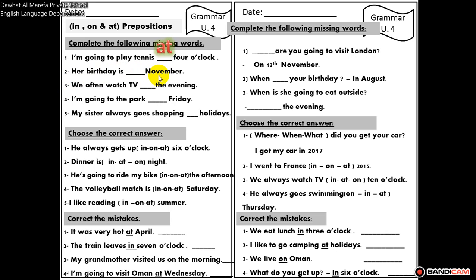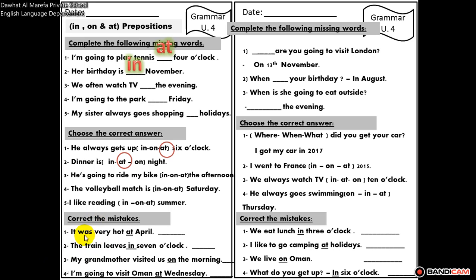Her birthday is in November. November is a month and you have to use in. So we used here at because of o'clock, and here in because of November. Next we are going to choose the correct answer. He always gets up at 6 o'clock. Next one, dinner is at night.